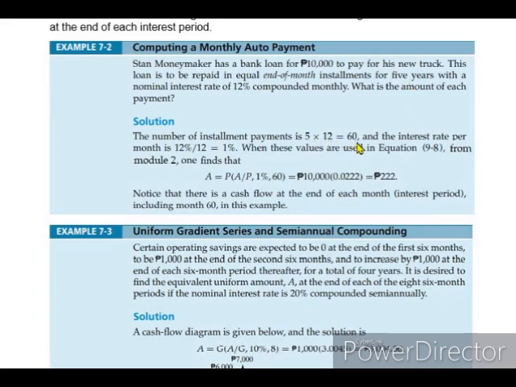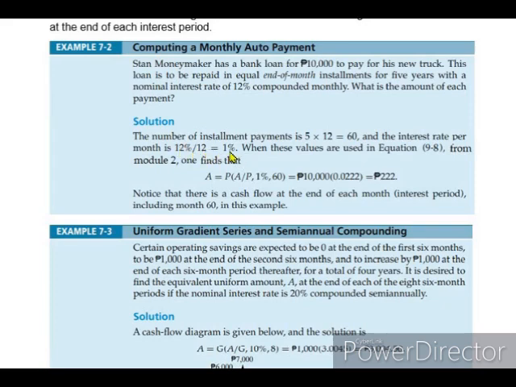So, 60 payments yon. And the interest rate per month, i-divide mo yan guys ng 12. Kasi nga, compounded monthly, tatandaan nyo yan. Kapag may nominal interest ka na binigay, tapos may nakalagay na compounded monthly, i-divide mo siya kung ilang beses siya kinompound. So, kada month, 12 times siya kada taon. Kaya dinivide siya ng 12.